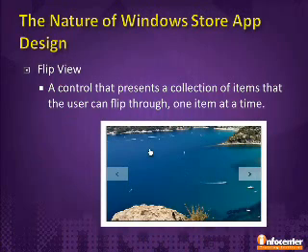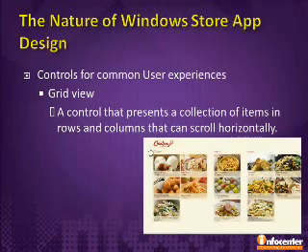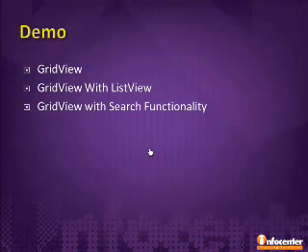Flip view is a control that presents a collection of items that the user can flip through, one item at a time. A grid view. The grid view in Windows Store app has totally different look and feel. It's a control that presents a collection of items in row and columns style that can scroll horizontally. But the way it looks is totally different than the previous release. We're going to go through demos: grid view with list view, and grid view with search functionality.